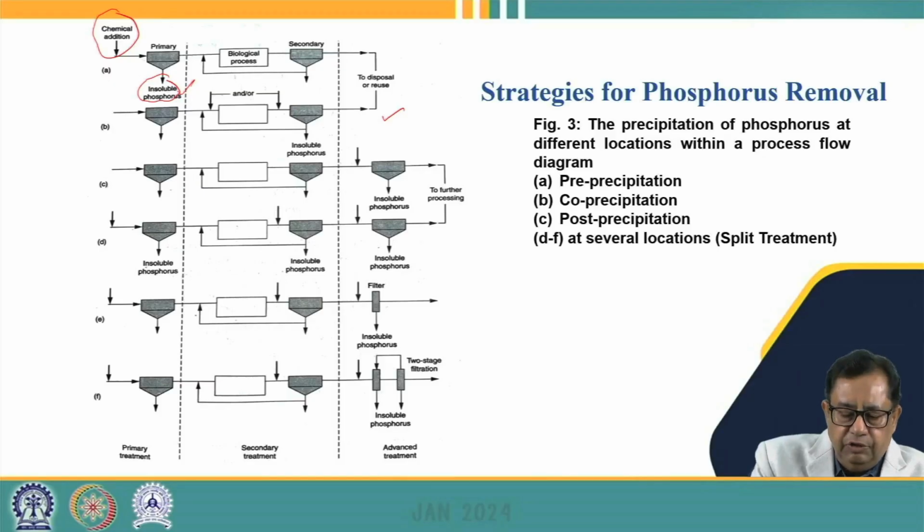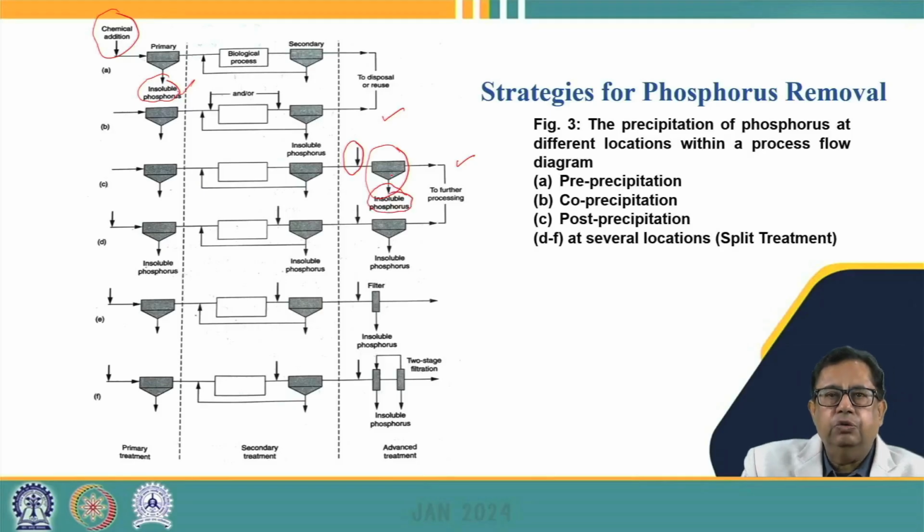And similarly, we can see here that figure C is showing that the chemicals are being added after the secondary sedimentation tank, or in the effluent which is coming out from the secondary sedimentation tank. So in this case, we have to provide an extra sedimentation tank where the phosphate precipitates can be settled out and removed.